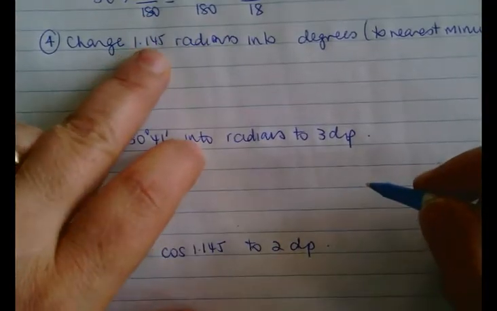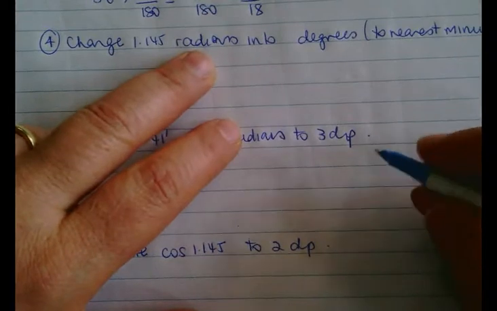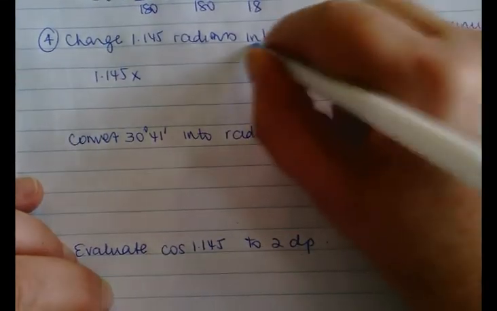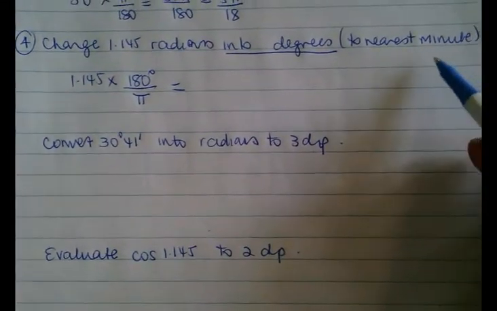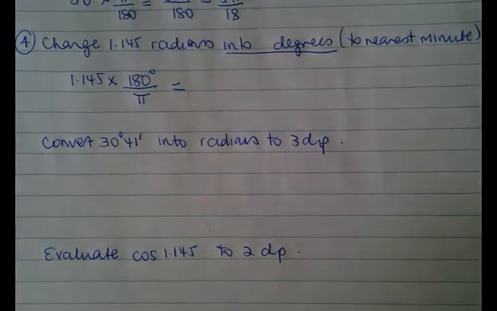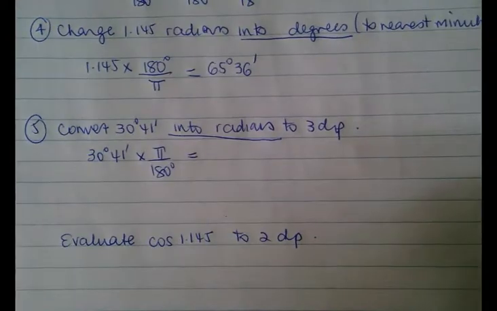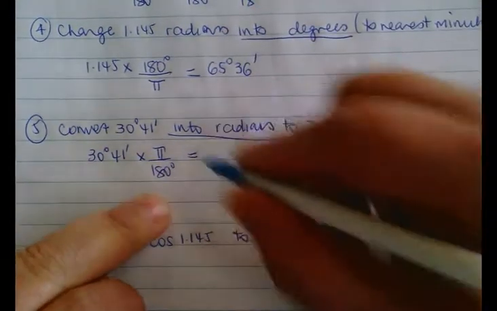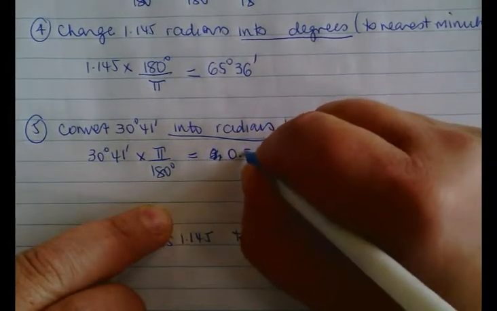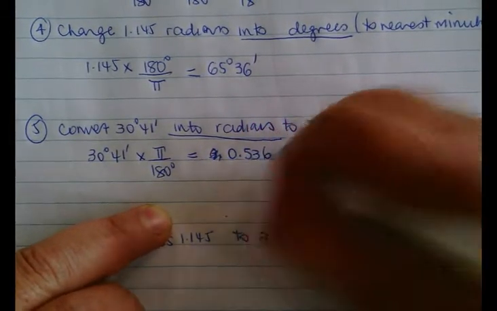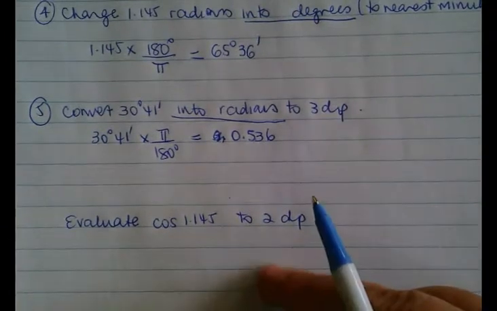Change 1.145 radians into degrees. What do you do? Times by, into degrees. No, you write the degree first. Okay? To the nearest minute. So off you go, get your calculator out. You have to enter it times pi on 180. What do you get? 0.536.